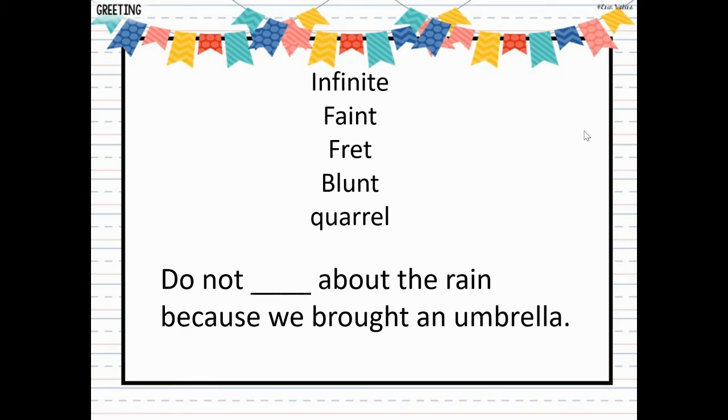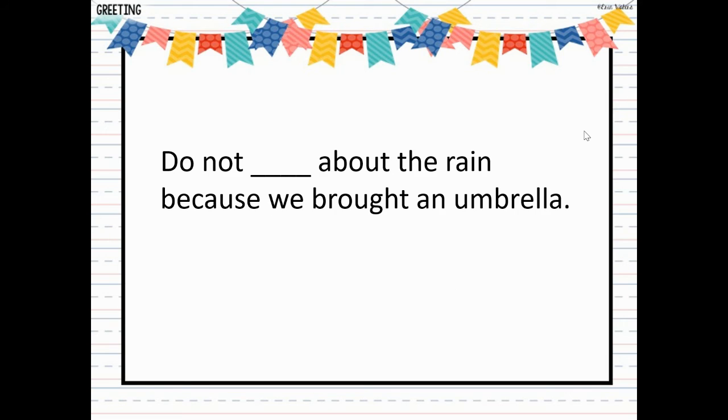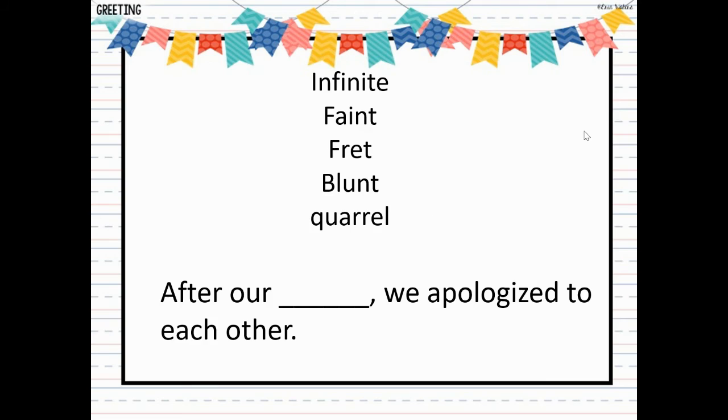Do not blank about the rain because we brought an umbrella. The word that would go in the blank here is fret. Remember, fret means to worry, so we didn't need to worry about it raining if we have an umbrella.